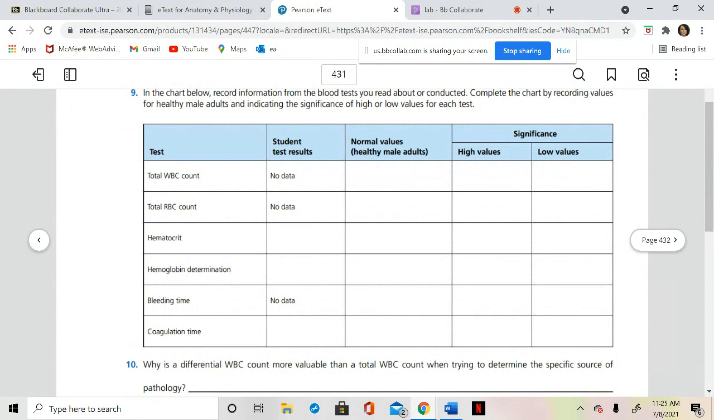The total red blood cells are between 4 to 6 million per cubic millimeter. High value means polycythemia, all right? We already looked at this. Polycythemia means an abnormal increase in number of red blood cells, all right, due to high altitude or pulmonary disease. Low level means anemia or bone marrow cancer.